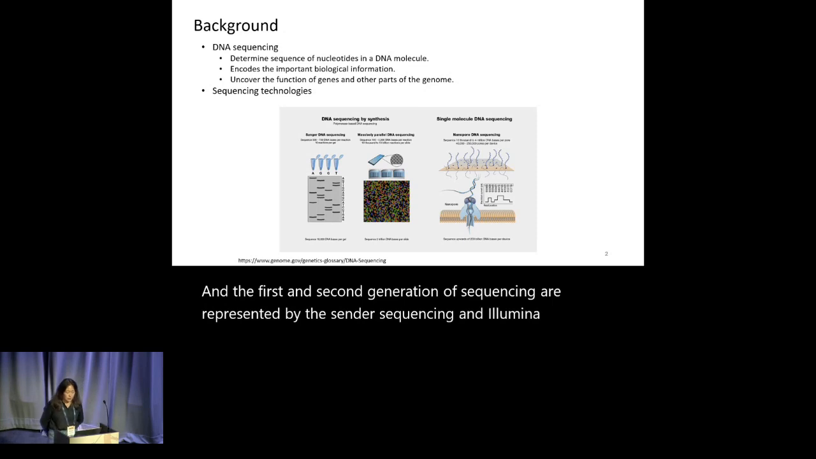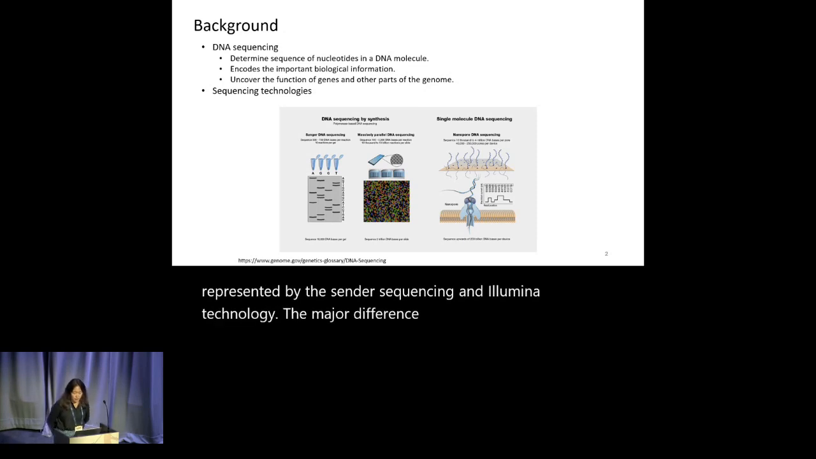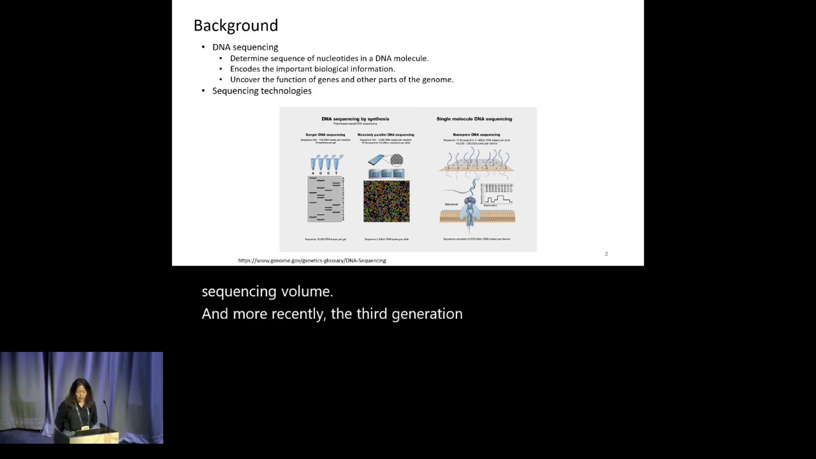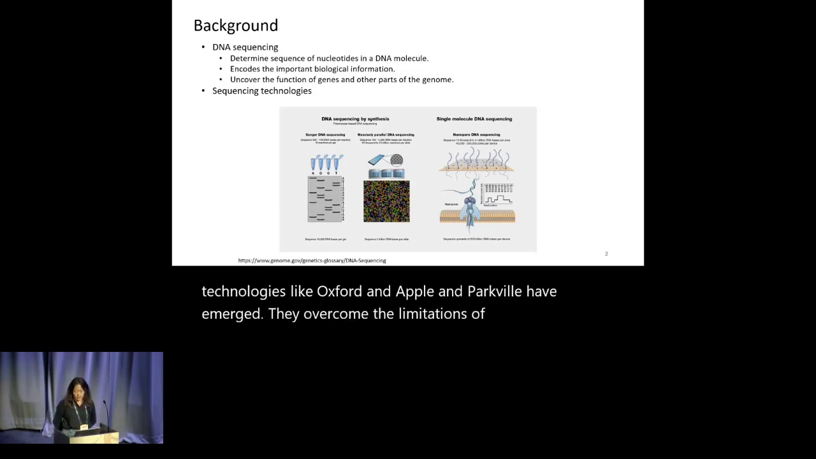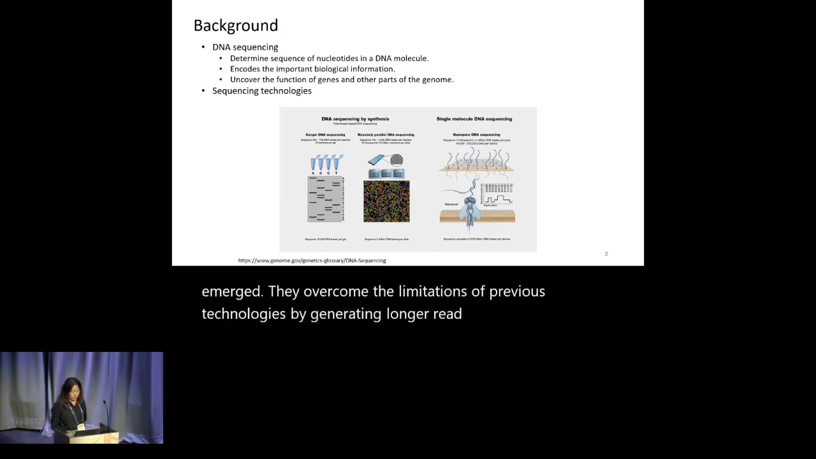The major difference between these is the sequencing volume. And more recently, third generation sequencing technologies like Oxford Nanopore and PacBio have emerged. They overcome limitations of previous technologies by generating longer read lengths.